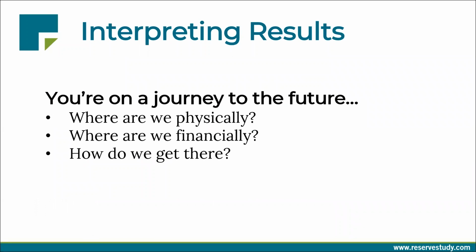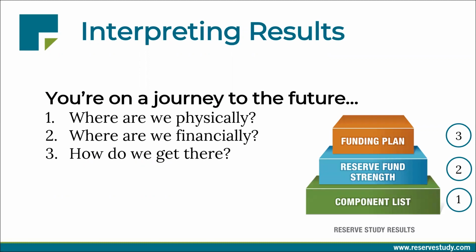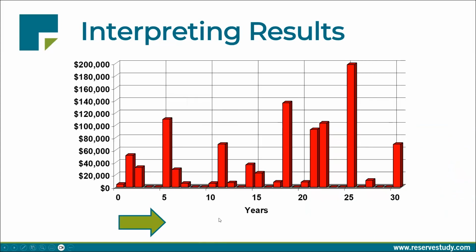And so that is summarized in the 3 results of every reserve study. The component list tells where you are physically. The reserve fund strength says where we are financially, what's our starting point. And the funding plan is how do we get there? And think of it again as a journey. We are starting at year 0. We're moving forward into the future, left to right. And we got to cross these mountains of expenses. How are we going to get there?